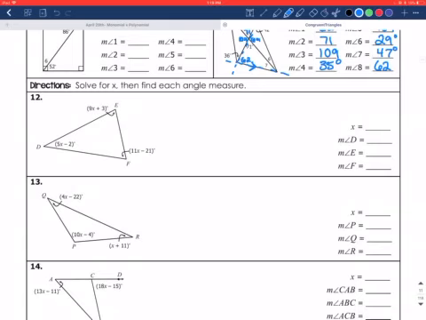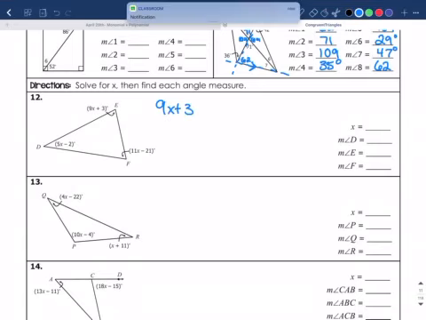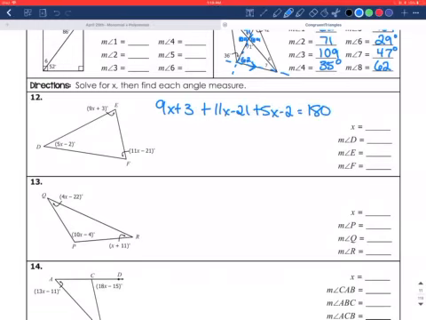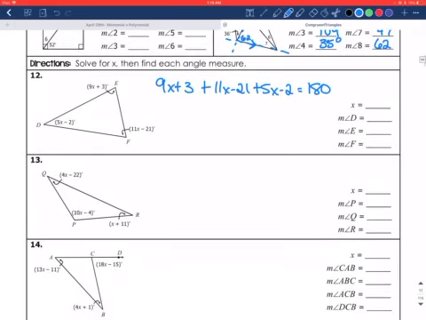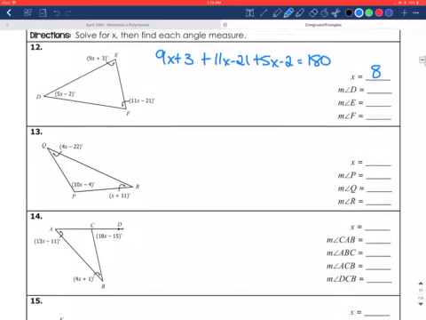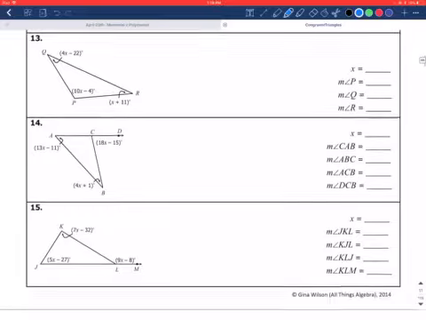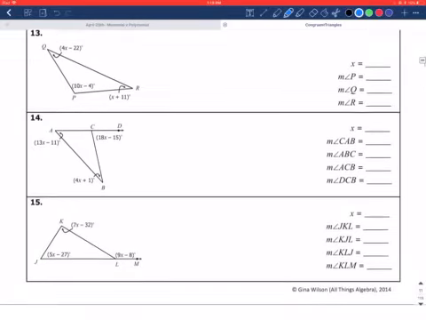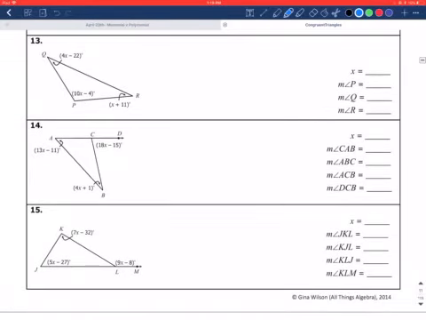So with number 12, we will add up all three sides. That pretty much just gives you 180, which is really easy to see. I'll let you do that. X will equal 8. I'll let you plug it back in and not bore you to death just watching me solve a problem. For number 14, same thing.